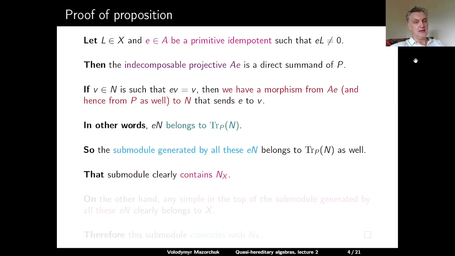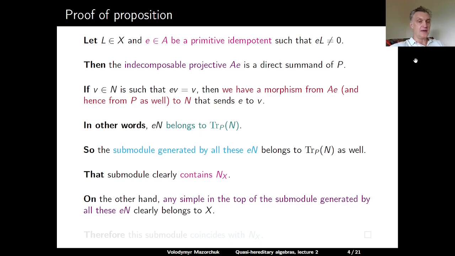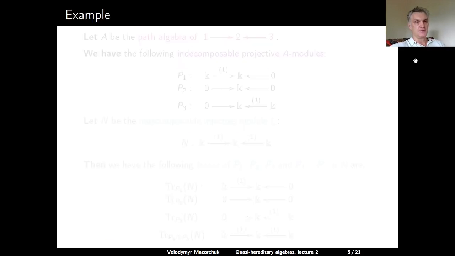That submodule clearly contains N sub X by definition. On the other hand, any simple in the top of this submodule clearly belongs to X, because we are looking at something which is generated by eN. Therefore, this submodule really coincides with N sub X, and that proves our proposition.